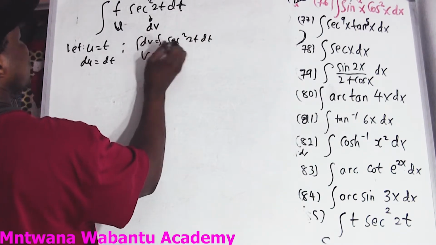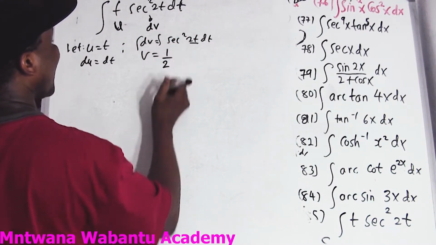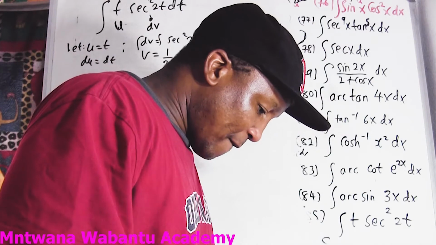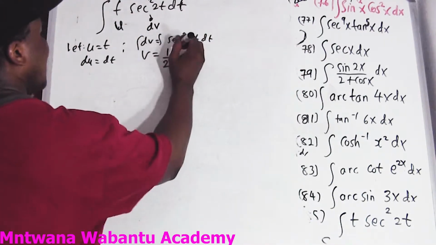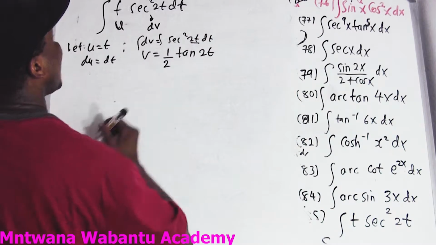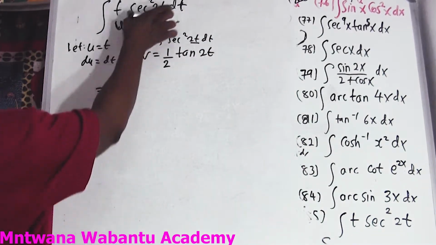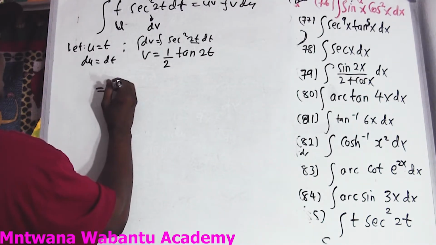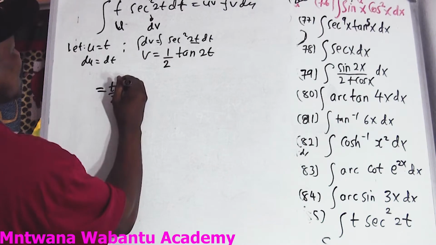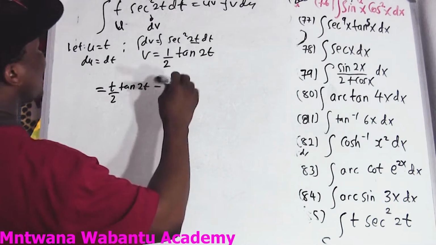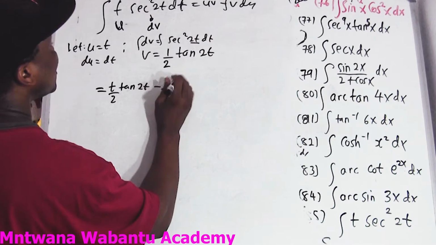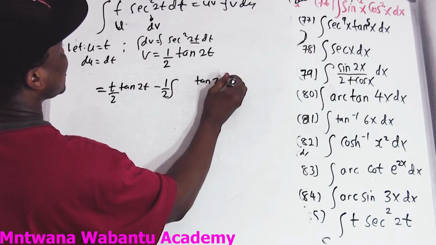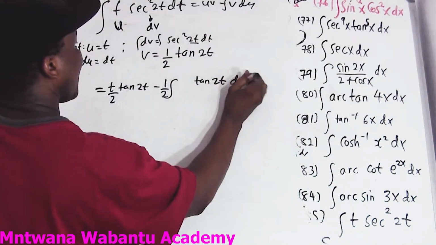Now integrate: v equals, when you integrate this, you get 1 over the derivative of whatever you have there, which gives 2. When you integrate sec square, you get tan, so you get tan 2t. Now let's substitute in the formula. The formula we know is uv minus integral v du. So uv is t times this, t over 2 tan 2t, minus the integral of v du. That's our v, a half whatever, so I'll put my half out, multiplied by tan 2t, and then multiply du. What is du? dt. And then it's finished.